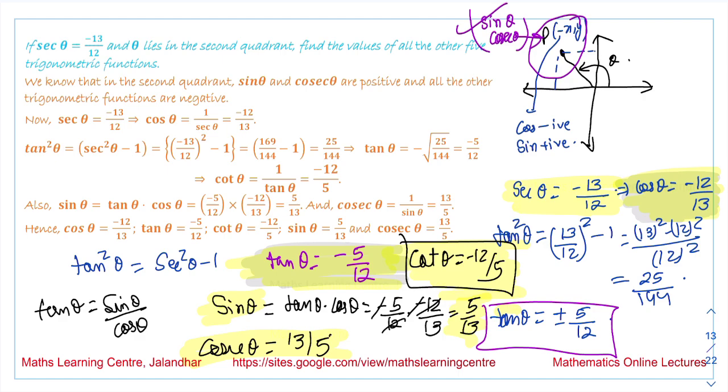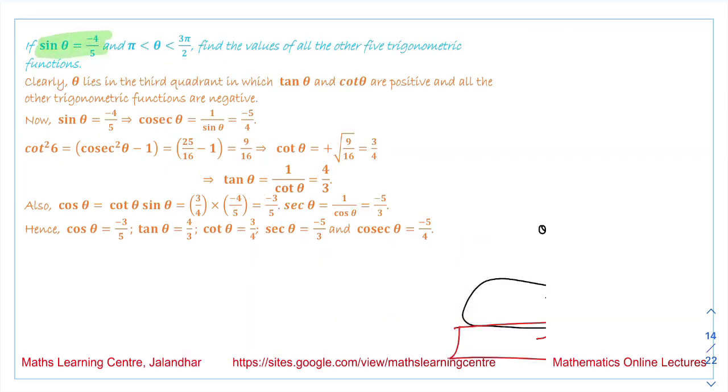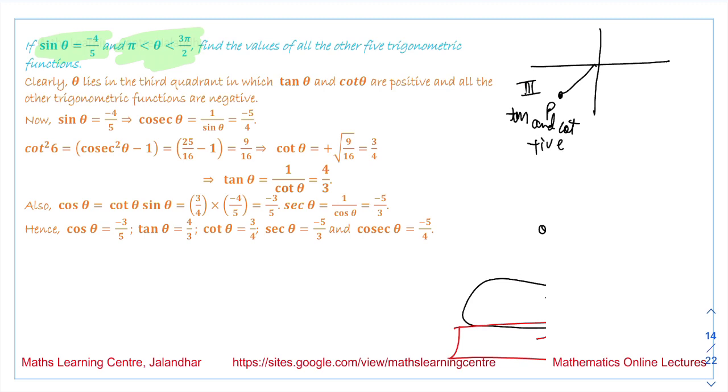Next is, if sine theta is equal to minus 4 by 5 and pi is less than theta is less than 3 pi by 2, it means this point P lies in the third quadrant, and in the third quadrant we know that tan and cot are positive and all other trigonometric ratios are negative. Now we are given that sine theta is equal to minus 4 by 5. We have to find all other 5 trigonometric functions. So we are writing cosecant theta, that is equal to minus 5 by 4.